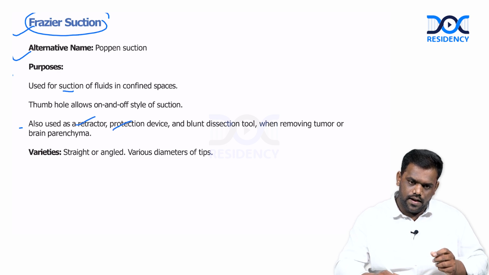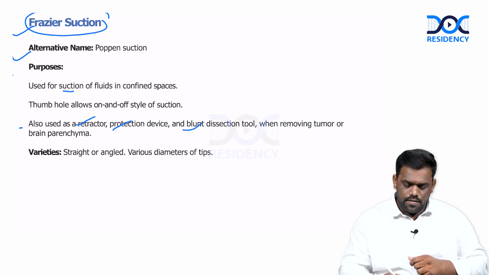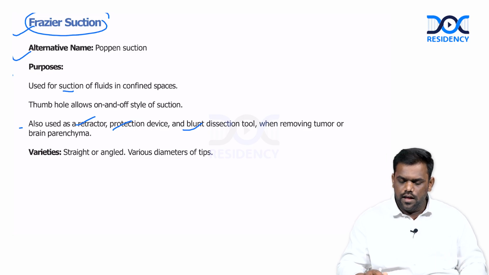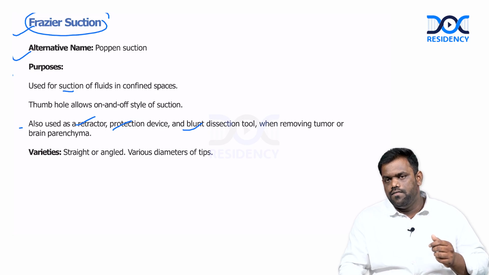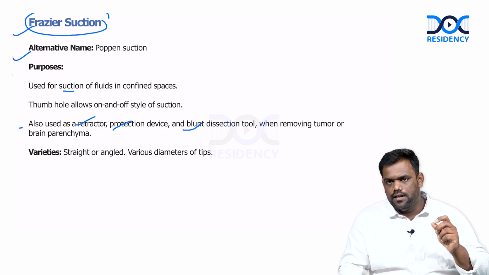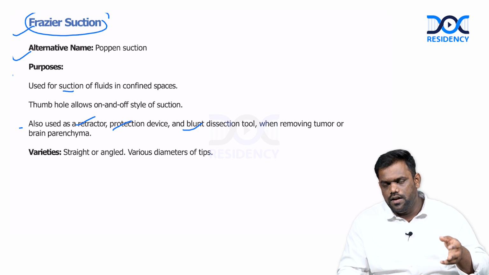It is also a protection device sometimes, or it is used as a blunt dissection tool. We can use it as a blunt dissector when removing the tumor or brain parenchyma. It is available in straight or angled form, and in various tip diameters, depending upon the area we are going to. For spine surgery, the diameter of the suction is different, and for cranial surgery, the diameter is different. In cranial surgery itself, when we are going into vital structures or deep, non-eloquent or eloquent structures, the diameter of the tip varies. So we use it according to that.